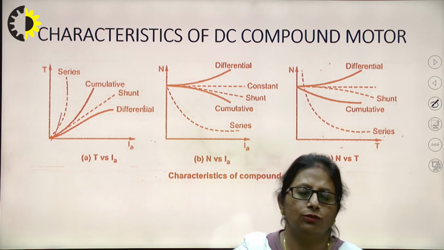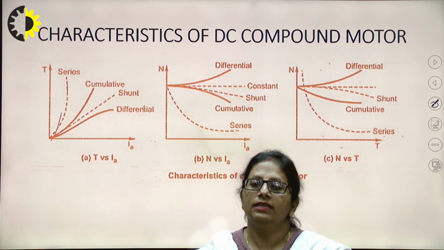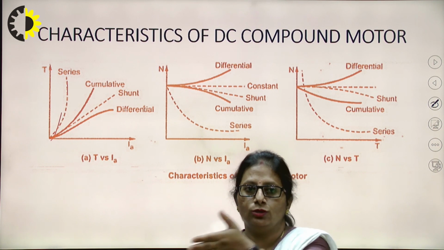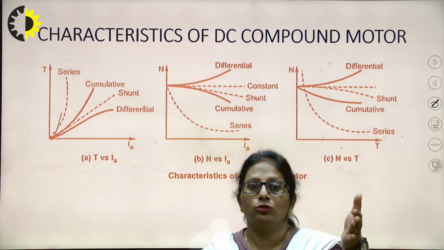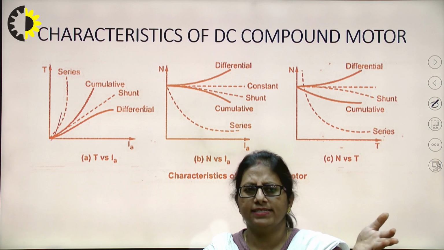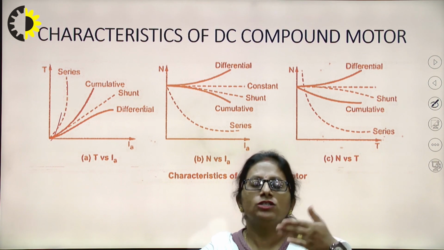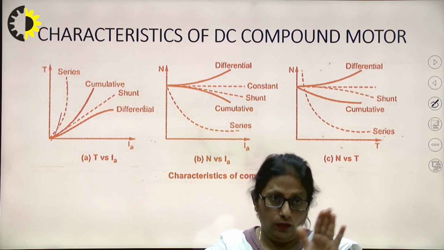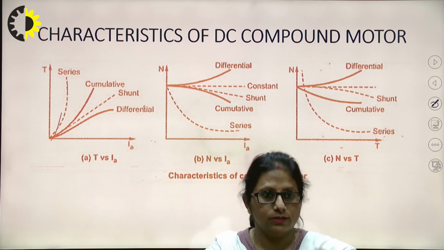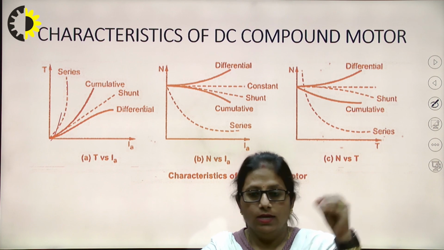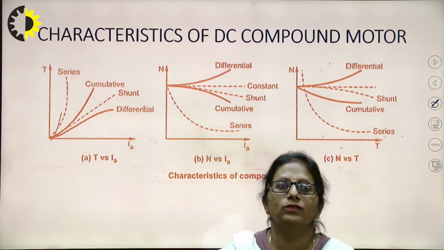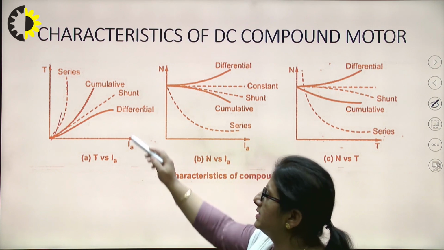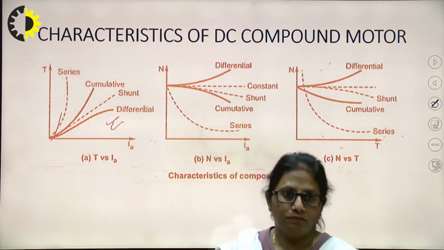For a differential, the property is that the flux will always be weakening. So whether the torque is proportional to the armature current or to Ish, in both cases the torque is not going to increase much because the flux is not increasing. We know that torque is proportional to flux times Ia. The flux is not increasing much, so the torque is not adding up much, so its characteristics lie below.